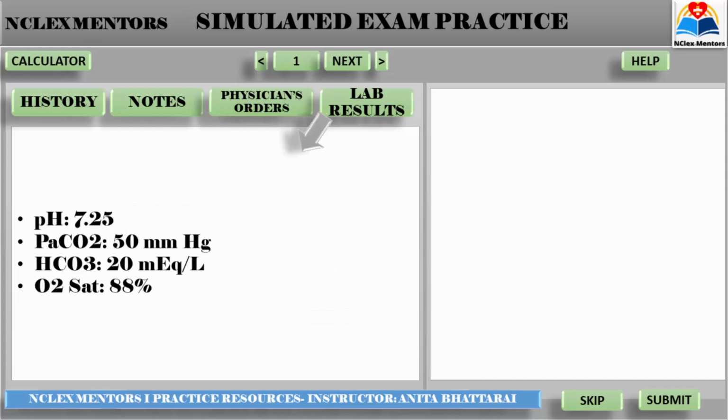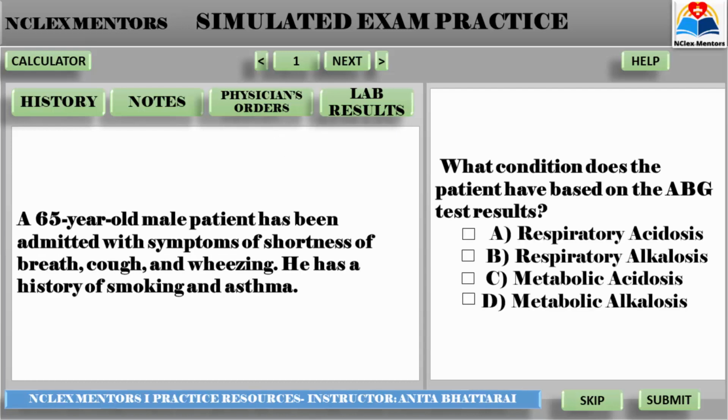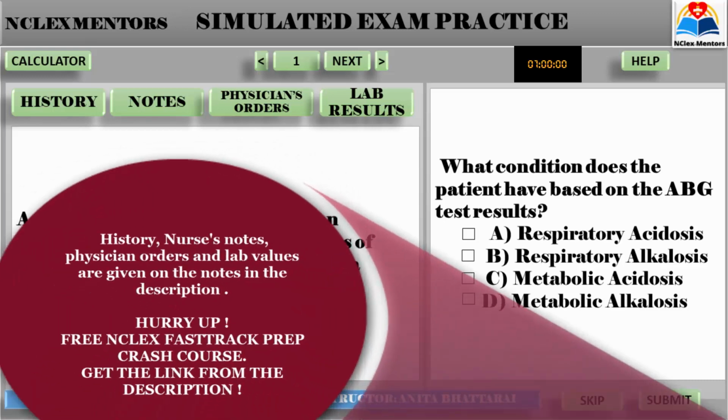Lab values of the ABG test results are given as pH 7.25, PaCO2 50 mmHg, HCO3 20 milliequivalents per liter. Oxygen saturation 88%. What condition does the patient have based on the ABG test results? A. Respiratory acidosis. B. Respiratory alkalosis. C. Metabolic acidosis. D. Metabolic alkalosis.